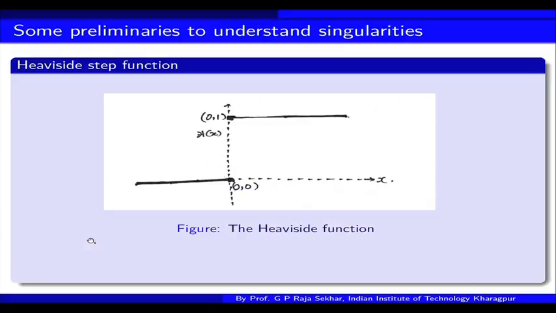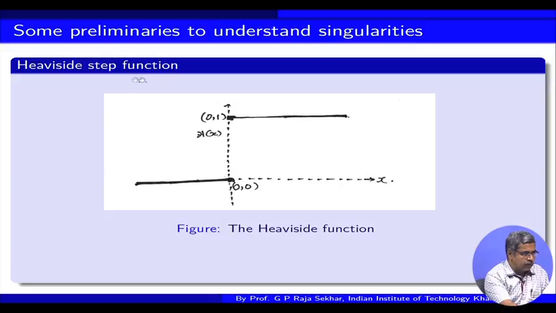The first function which comes to our mind is a step function, that is the Heaviside function. The definition is as follows. Since we are referring to the origin, this is h of x only. The definition is h of x is 0 when x is less than 0 and 1 when x is greater than or equal to 0. So, it is a step function.